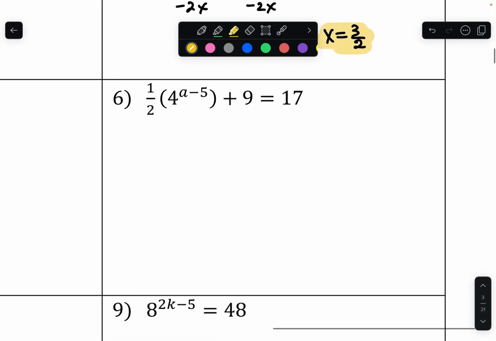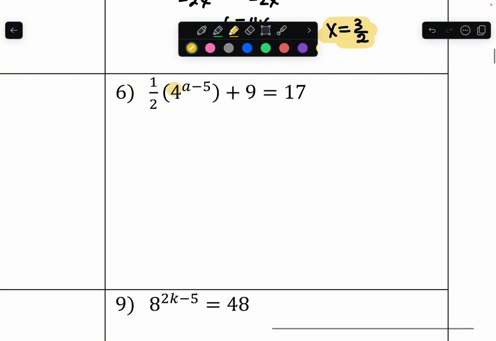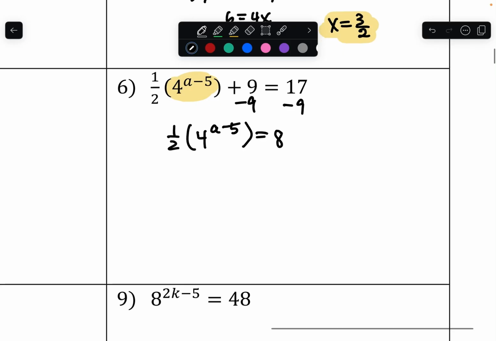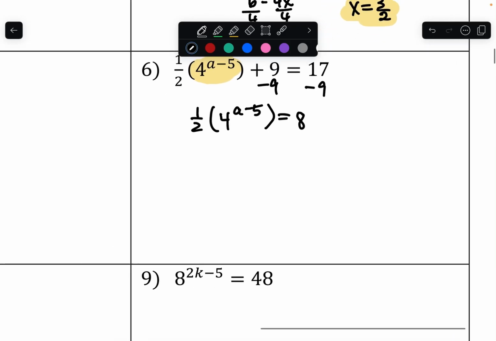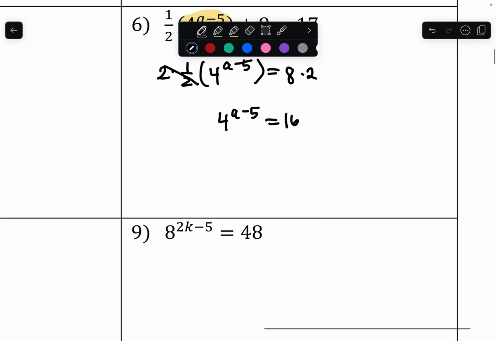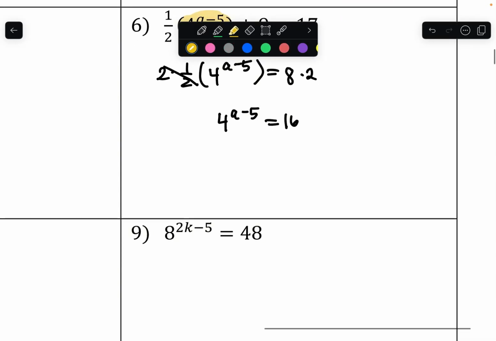Okay, same thing here. We have to isolate our exponential expression. Our exponential expression is written in parentheses. We see that the base is 4. And so our first step is to subtract 9. And then we would multiply by 2 to get rid of the 1/2. And then now our base is 4.